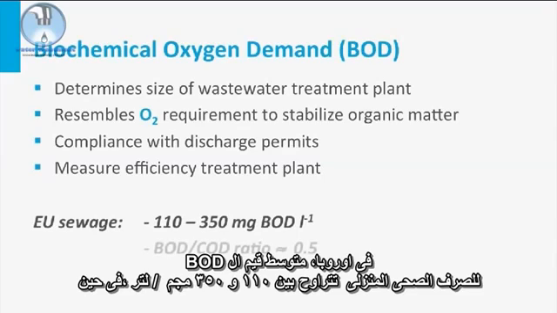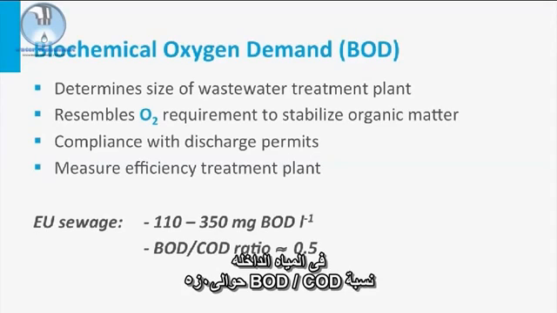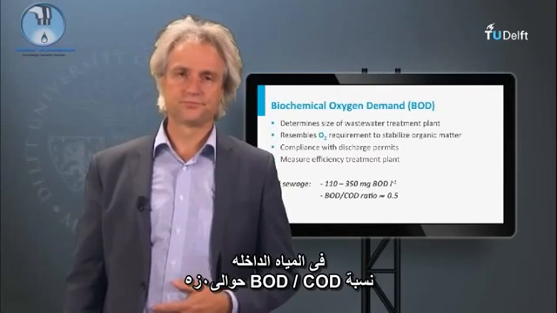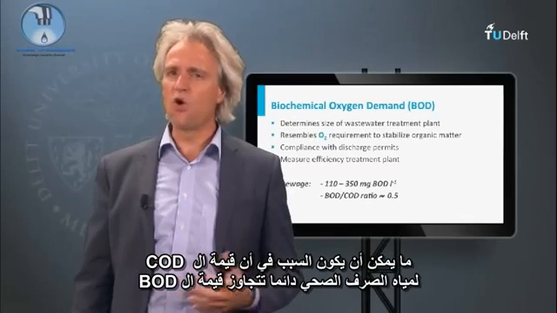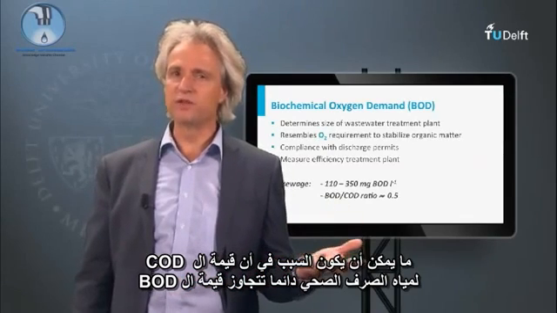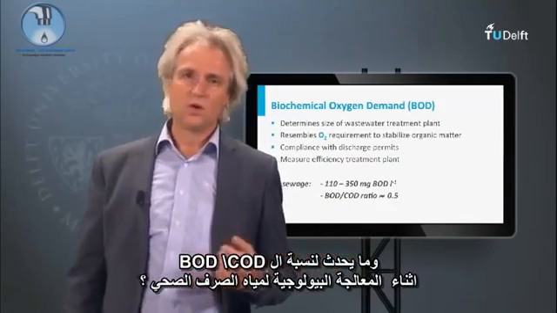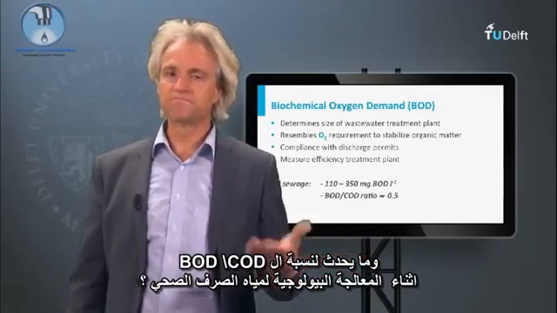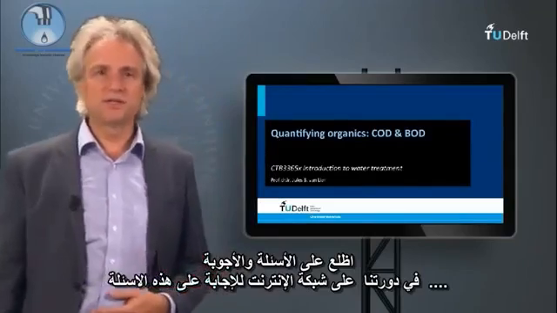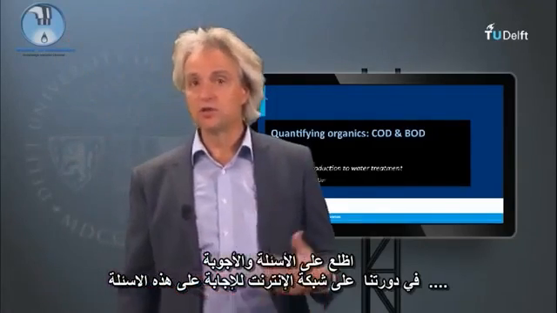In European domestic sewage, the average BOD value is between 110 and 350 milligrams BOD per liter, whereas the BOD-COD ratio in the influent is about 0.5. What could be the reason why the COD value of sewage always exceeds the BOD value? And what happens with the BOD-COD ratio during biological treatment of the sewage? Check out the questions and answers of our online course to answer these.